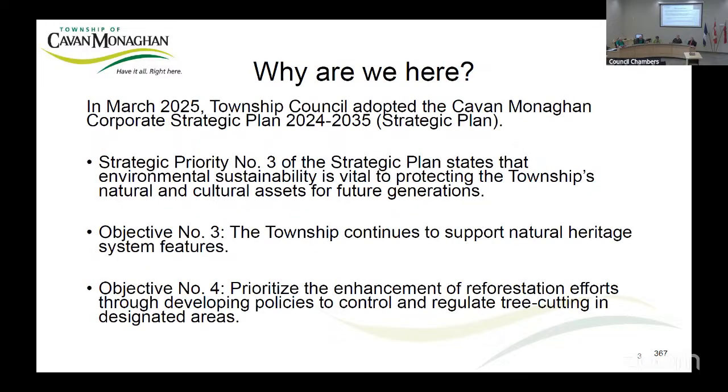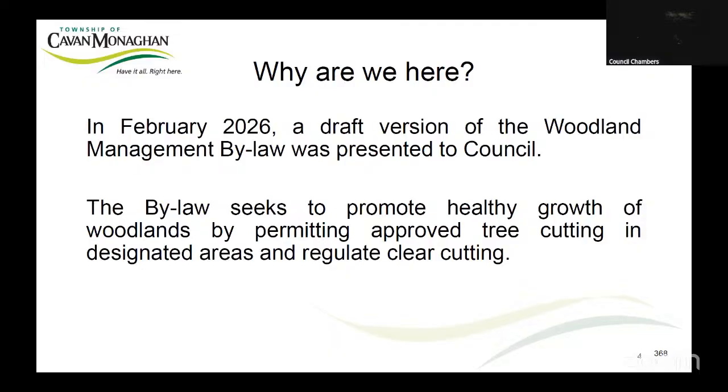And in March 2025, Township Council adopted the strategic plan. The strategic plan makes a couple of references as to why, about protecting environmental sustainability and protecting the natural assets, and specifically references the enhancement of reforestation and developing policies to control and regulate tree cutting in designated areas. So that's what we set out to do. As I mentioned, in February we presented a draft bylaw to management, and the bylaw primarily seeks to promote healthy growth in woodlands, promote approved tree cutting in designated areas, and regulate tree cutting.